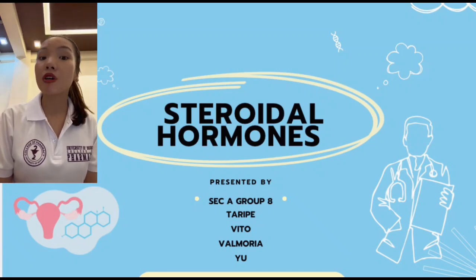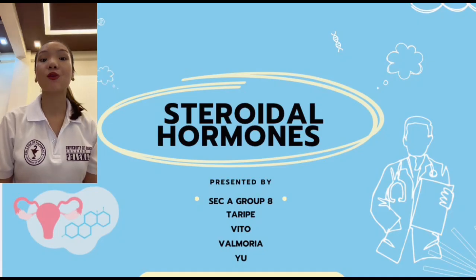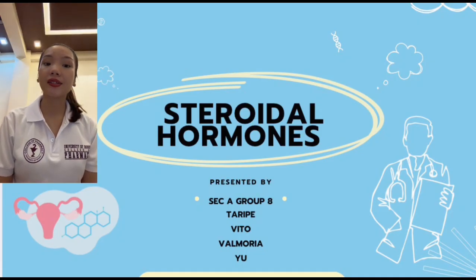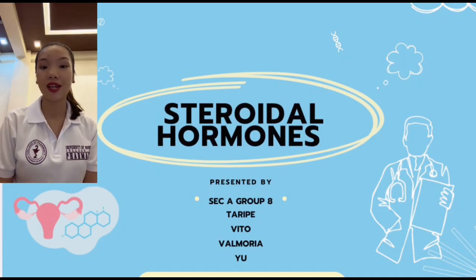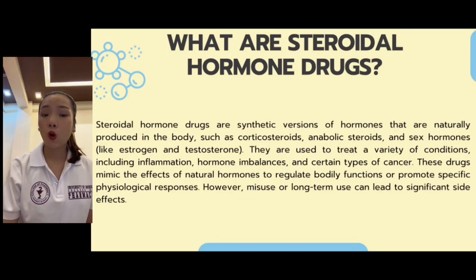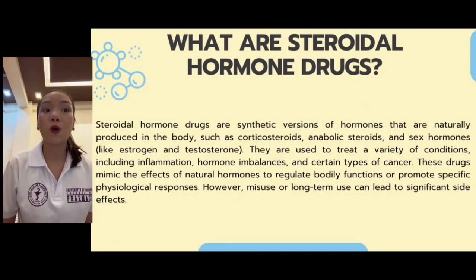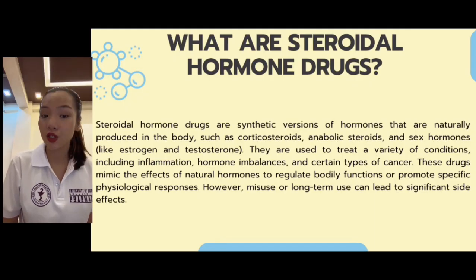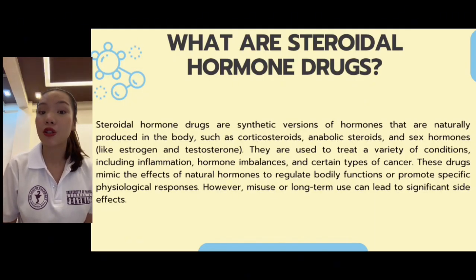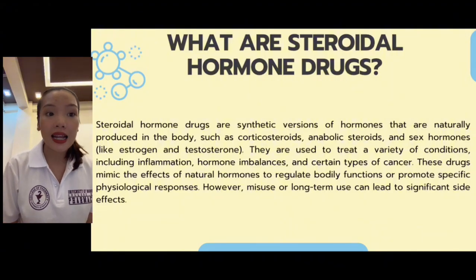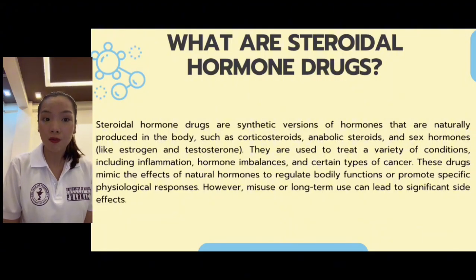For today, our group will be discussing steroidal hormone drugs, their uses, and their structure-activity relationship. So, what are steroidal hormone drugs? Steroidal hormone drugs are synthetic versions of hormones that are naturally produced in the body, such as corticosteroids, anabolic steroids, and sex hormones like estrogen and testosterone.